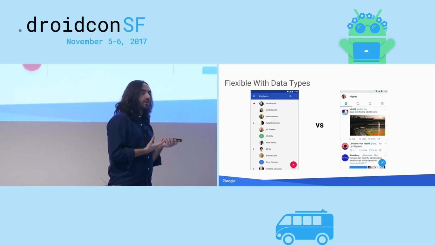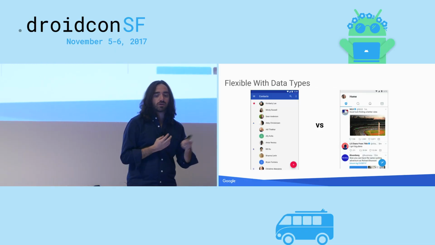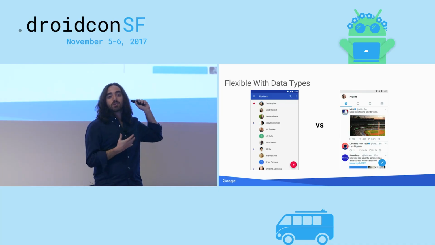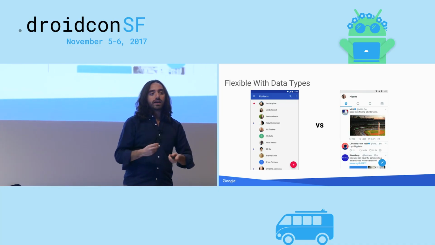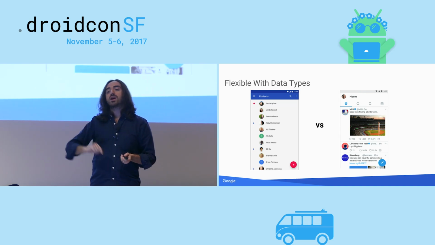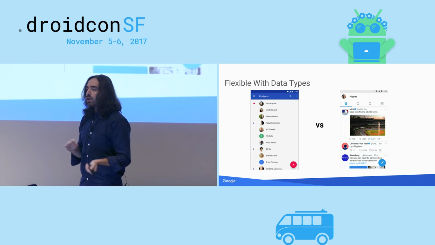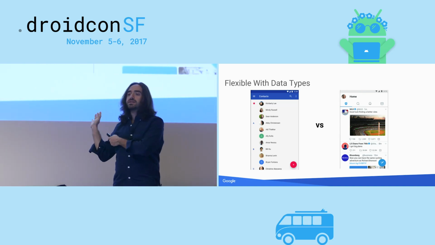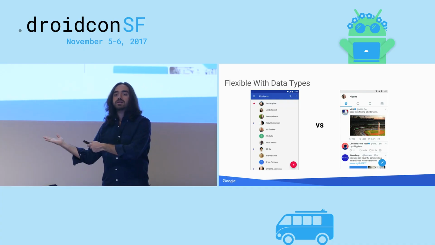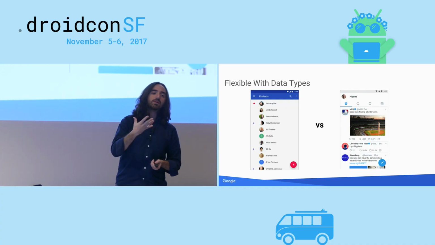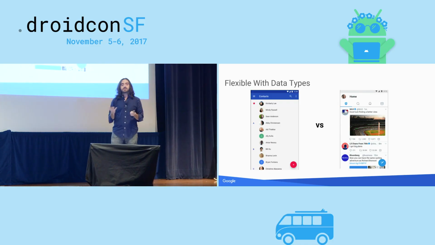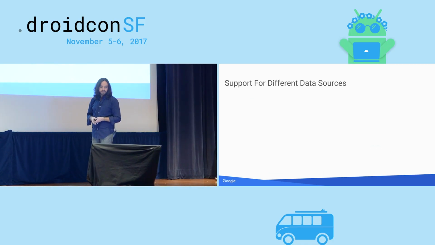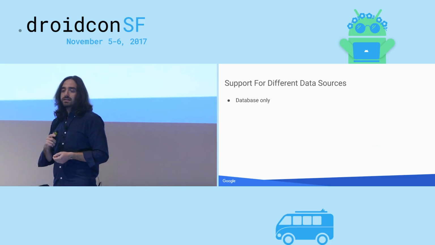This solution needs to be flexible with different data types. On the left, you see an example of the contacts application, which has all the contacts on the phone, and user has a desire to be able to jump to any contact very quickly. On the right, you see an application like Twitter, where most of the data is in the cloud, but you want to be able to show it to the user as if it's already there. So these two have very different user behaviors. We need to support different data sources.